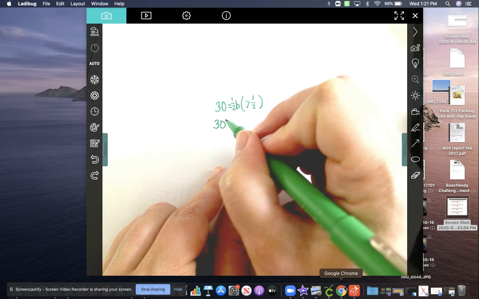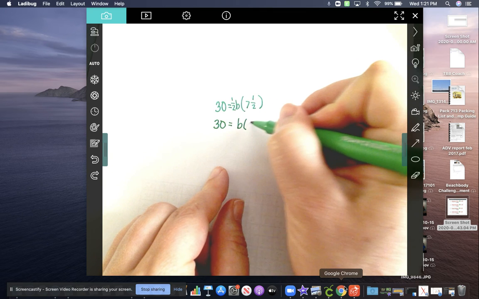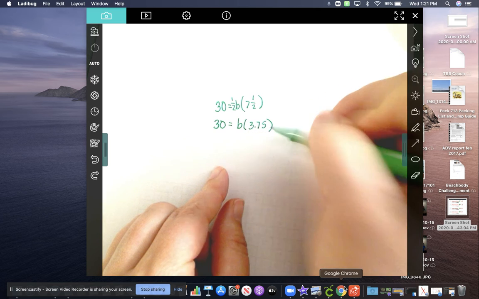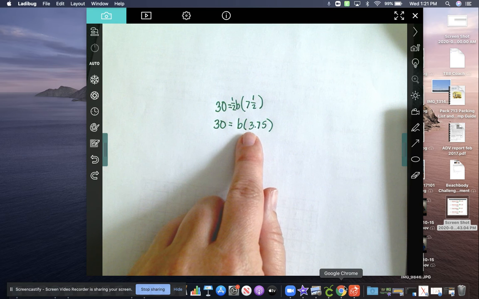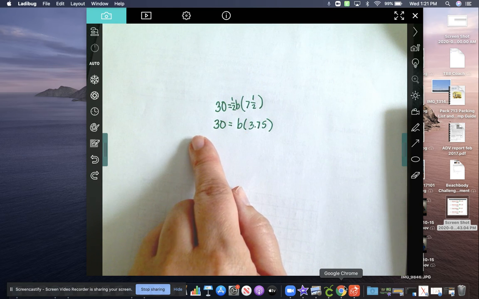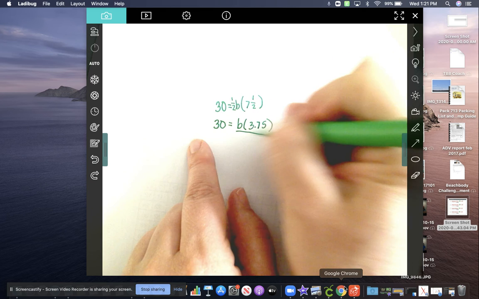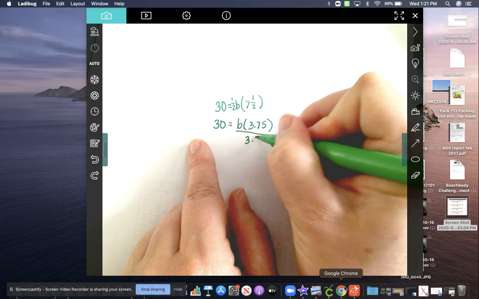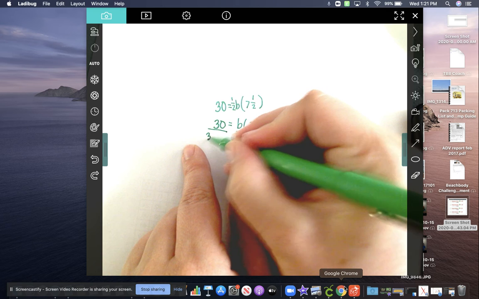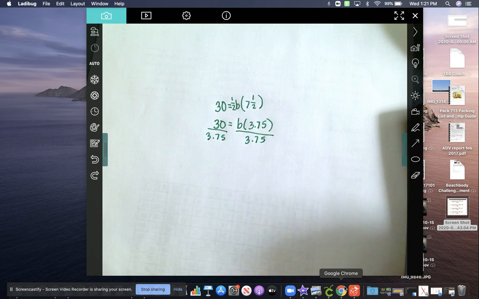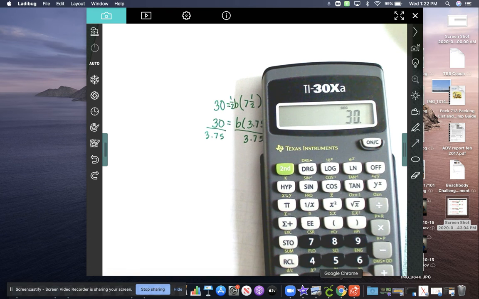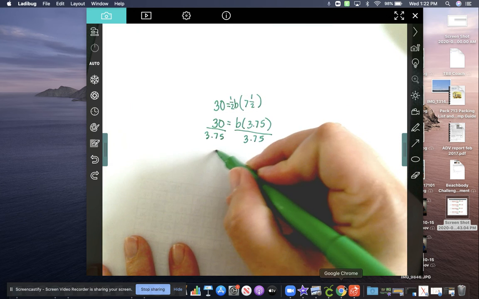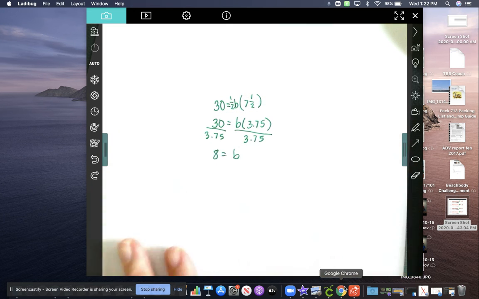So keep things the same, go down the line. 30 equals b times 3.75. Okay, we're getting closer to isolating that variable. It still has times 3.75. So you have to do the opposite of timesing by 3.75. You have to divide by 3.75. So divide by 3.75 on the right, divide by 3.75 on the left. Do that on your calculator, okay? 30 divided by 3.75 equals 8, okay? So 8 equals B is now what we're left with.